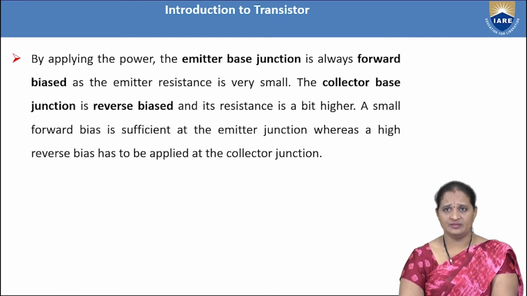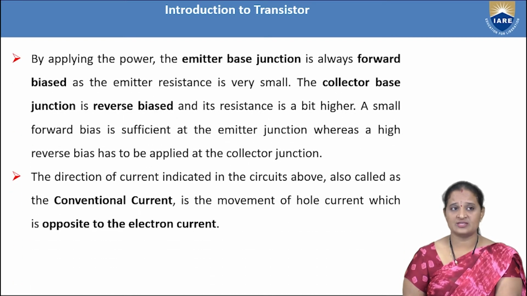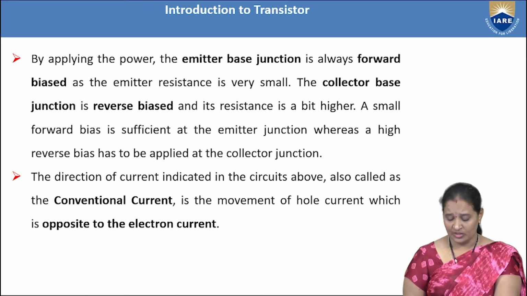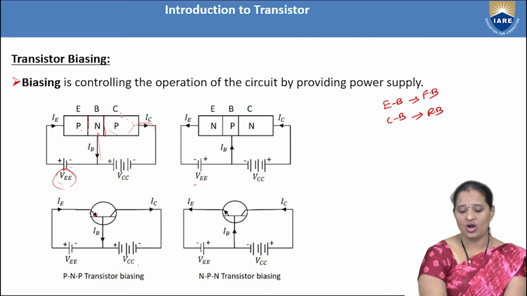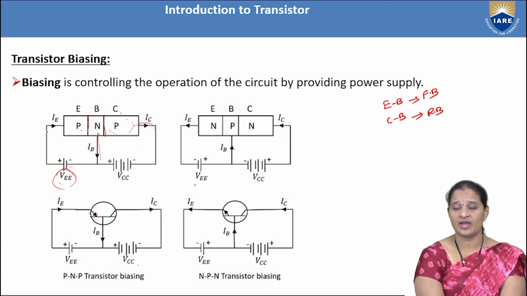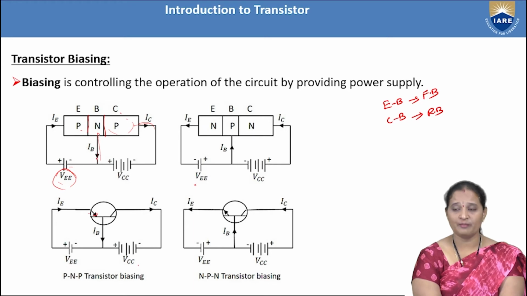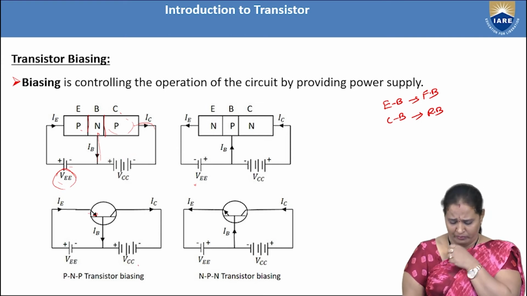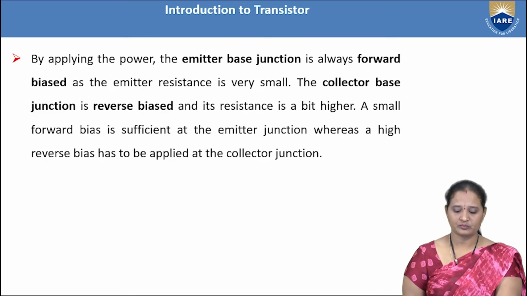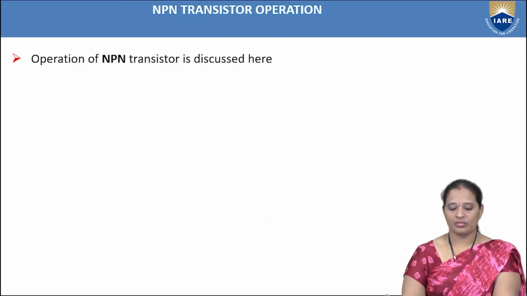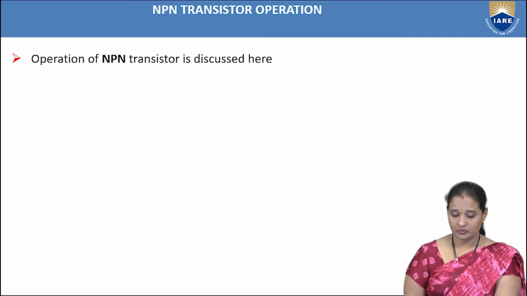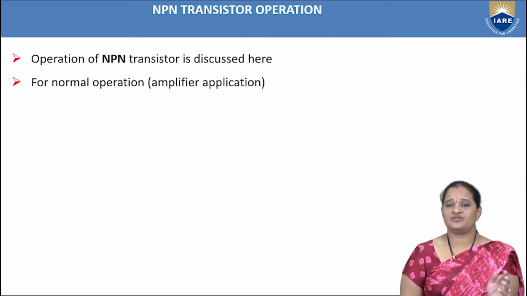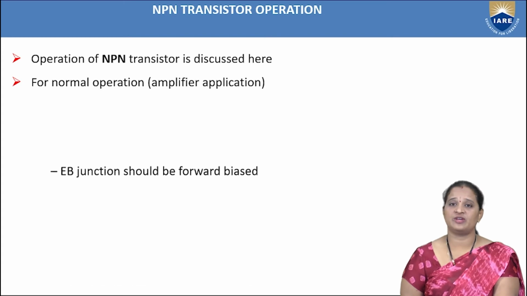Now, let us see the operation of the NPN transistor and the PNP transistor. As in the above diagram, we have three currents here: emitter current, collector current, and base current. These directions of currents are all the conventional current directions. Now, the operation of the NPN transistor. As we all know, the main purpose of a transistor is amplification.